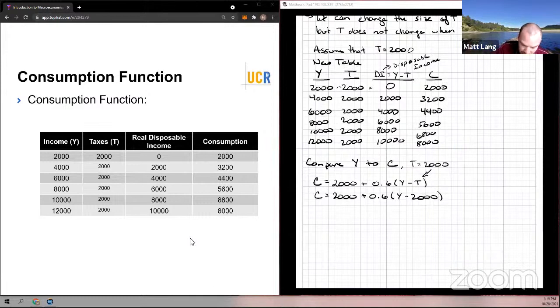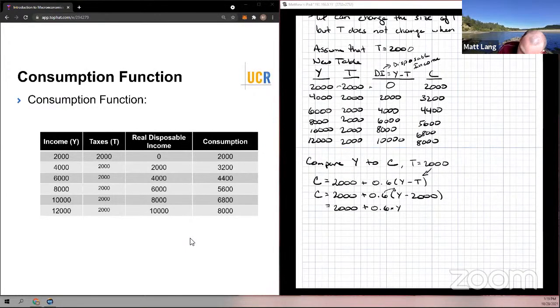Okay, let's take it one step further then and say 2,000 plus 0.6 times Y, right? Multiply that through, and then multiply 0.6 times negative 2,000. We're going to get minus 1,200.